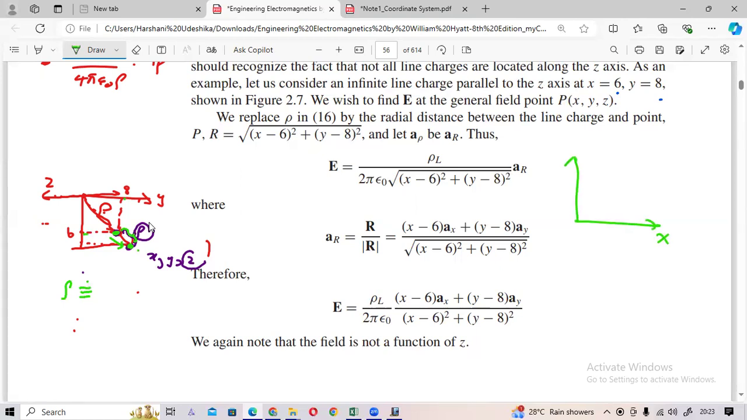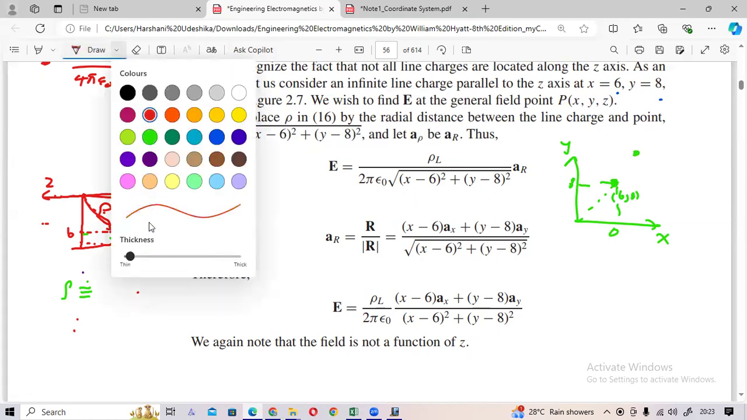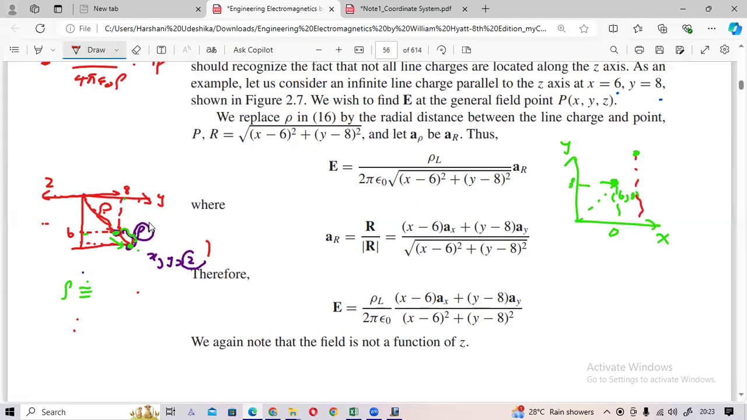If this is X, if this is Y, okay? You have a point here, and this is actually the 6, 8 point. This is 8, this is 6. Now you are getting another point, so this point may be X, and here it is Y. Now you need to calculate this distance. To calculate this distance, you have to calculate this one and this one.